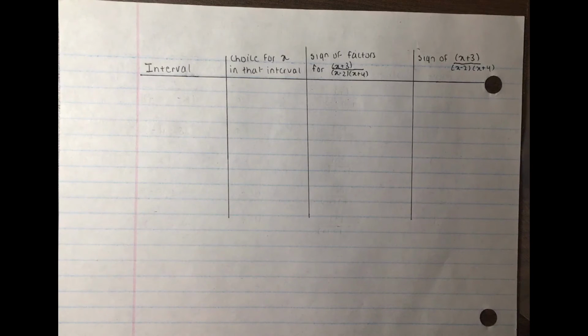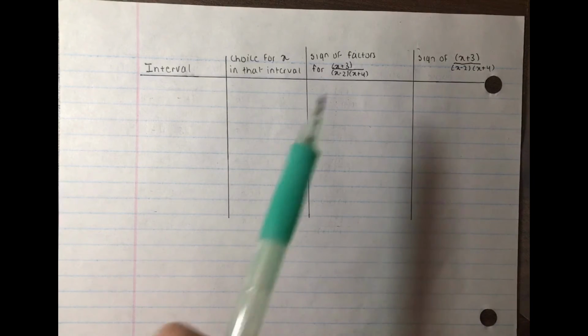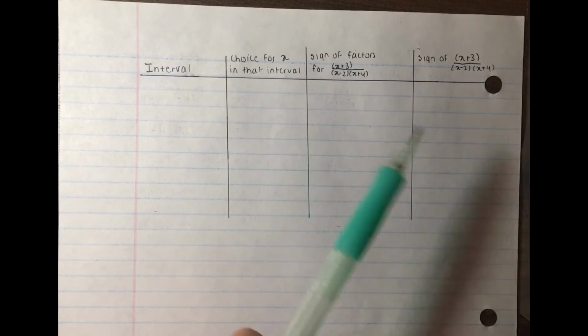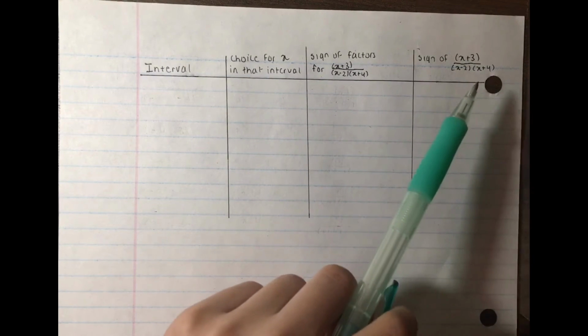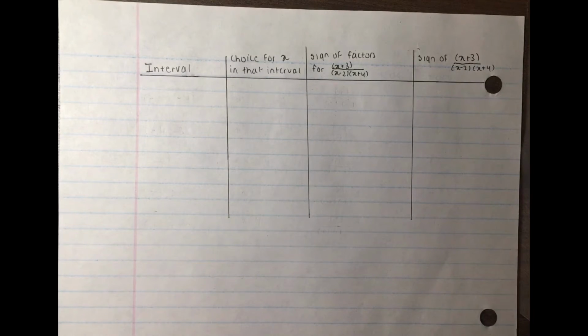I'm going to keep testing values of x for each of the intervals, but instead of how we did it in the example, I'm only going to find the sign of the factors instead of exact values, and then use that to find the sign of x plus 3 over x minus 2 times x plus 4, since that'll make it quicker, and I've shown how to do it in the example.